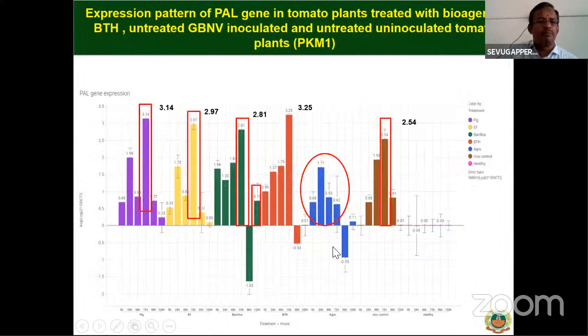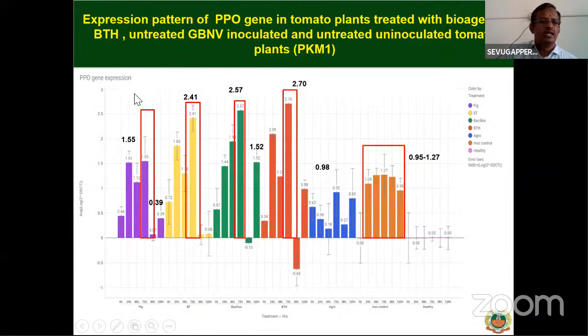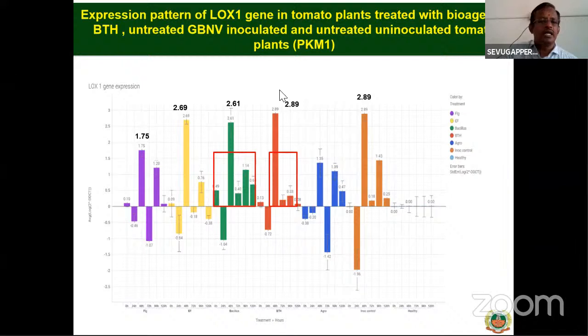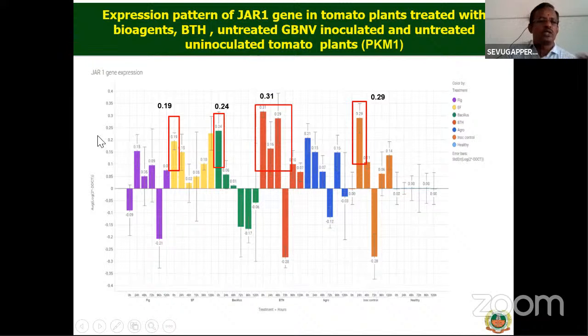In the case of PAL, phenylalanine ammonia lyase, increased expression was also noticed. Likewise, in polyphenol oxidase, the gene expression was found to be higher. And in the case of the lipoxygenase gene, a very key enzyme associated with triggering the ISR and SAR pathway, if you see, in the case of Bacillus the expression was higher. In the case of elongation factor and flagellin also the expression was there, and up to 4 days the expression level was found to be higher.